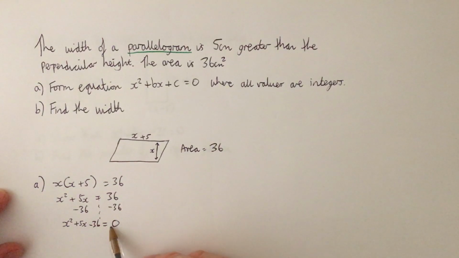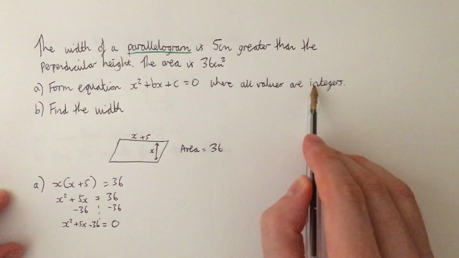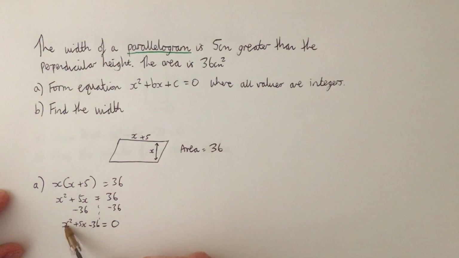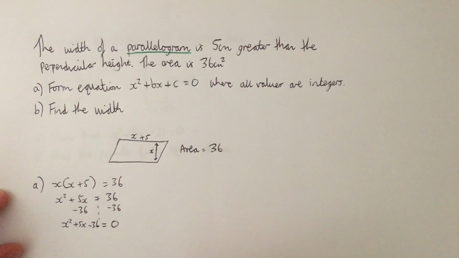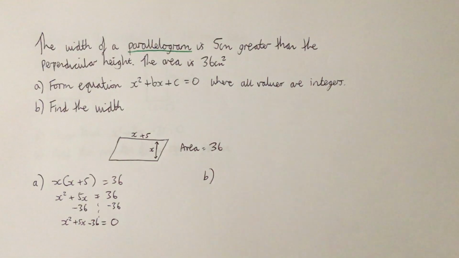And therefore that looks exactly how they want it to look. Where all values are integers, well, there's nothing in front of the x squared, so just stays the same. B is positive 5 and the C is negative 36 in this case. Therefore that would be the answer to part A. Now part B says find the width. Now in order to find the width, we must find out what x is.